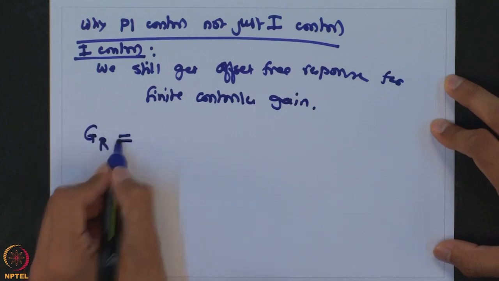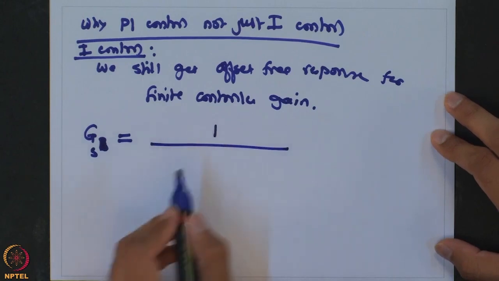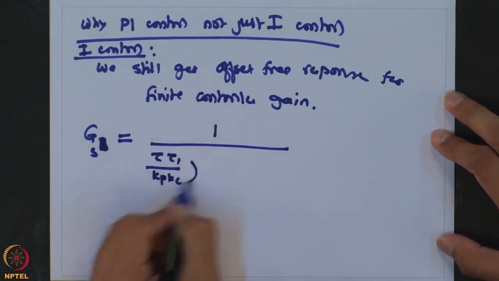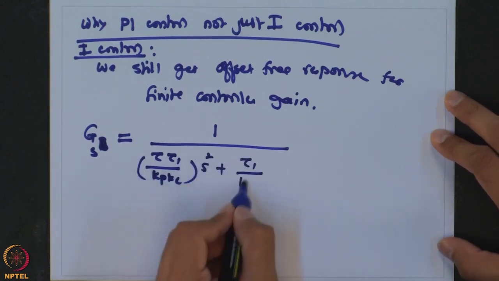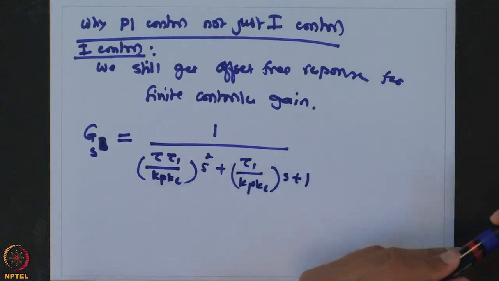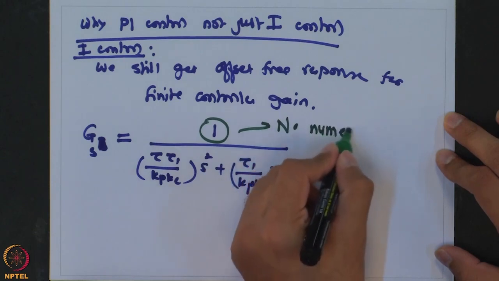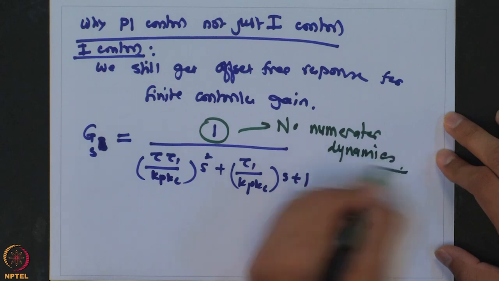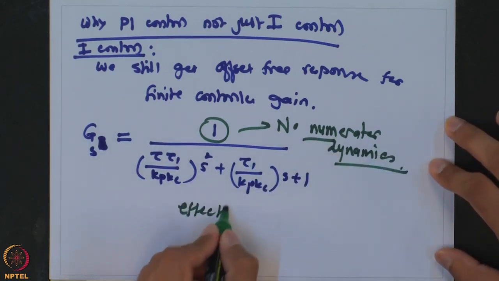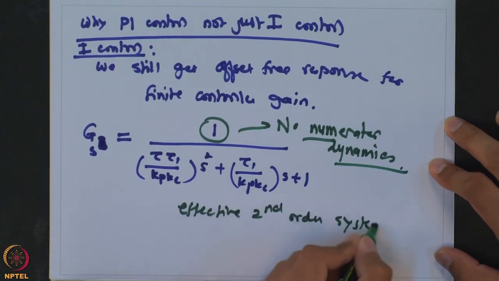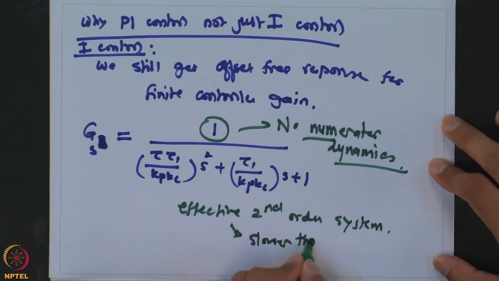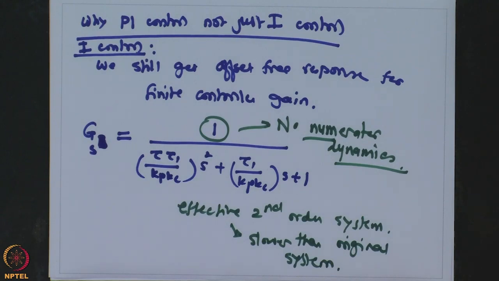But if you look at what you would get as the servo transfer function, it will look something like this. So I guess you are able to figure out what is the difference. It has no numerator dynamics. So the implication of that is this is an effective second order system, which is slower than the original system. So if we use only the integral action, or the penalty only on the past values, the closed loop system becomes slower than the original process and the system does not respond that fast.